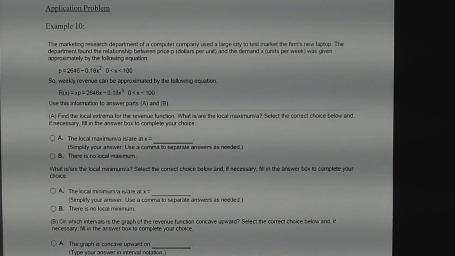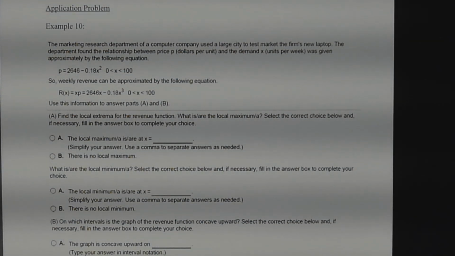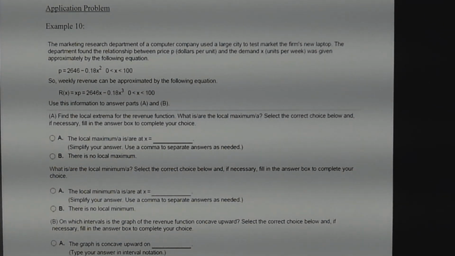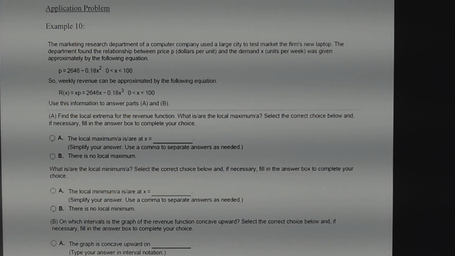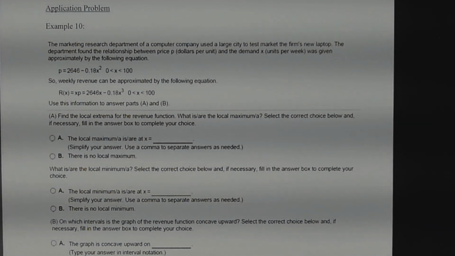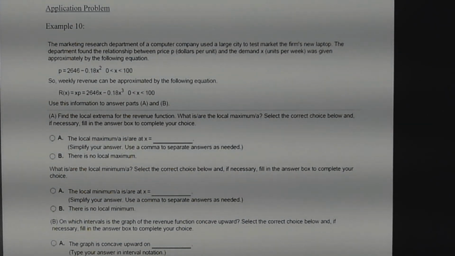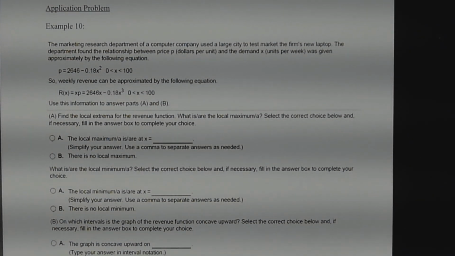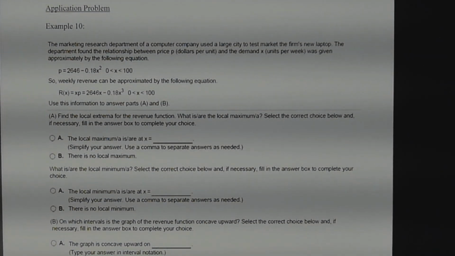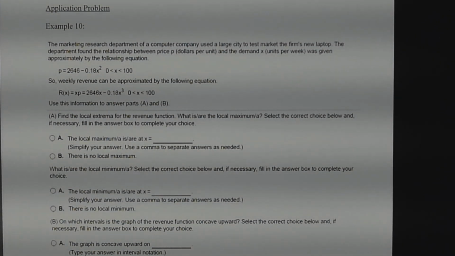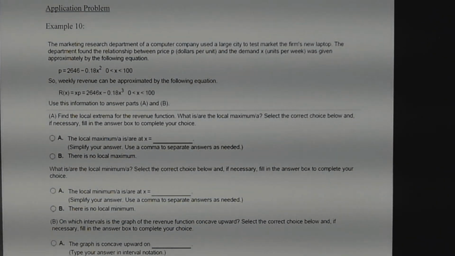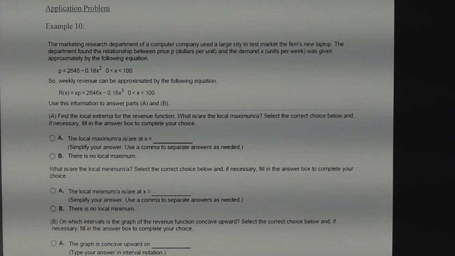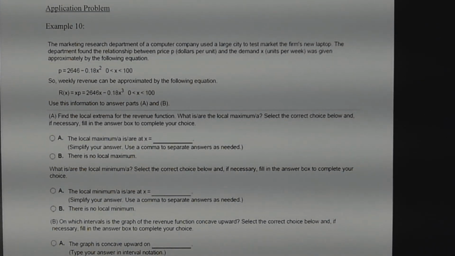P is equal to 2,646 minus 0.18x squared, and that is when X, the number of units per week, is between 0 and 100. So weekly revenue can be approximated by the following equation. R of X is equal to X times P, which is equal to 2,646x minus 0.18x cubed, and that's where X is between 0 and 100.